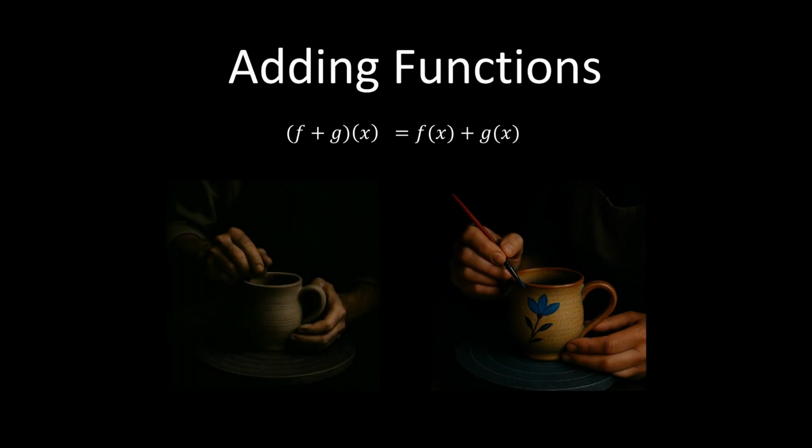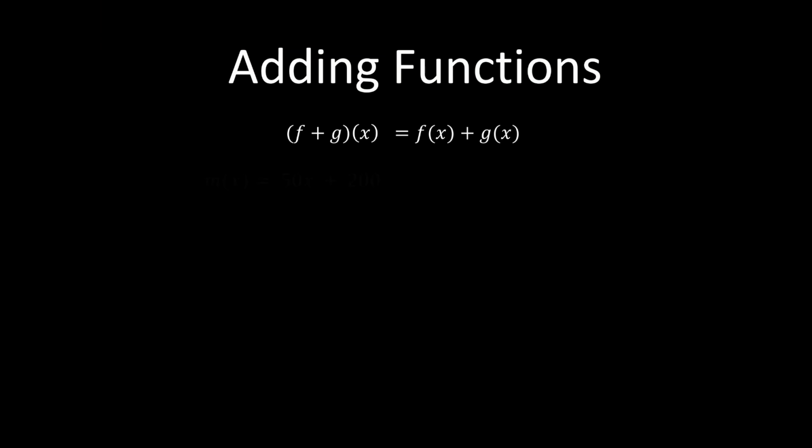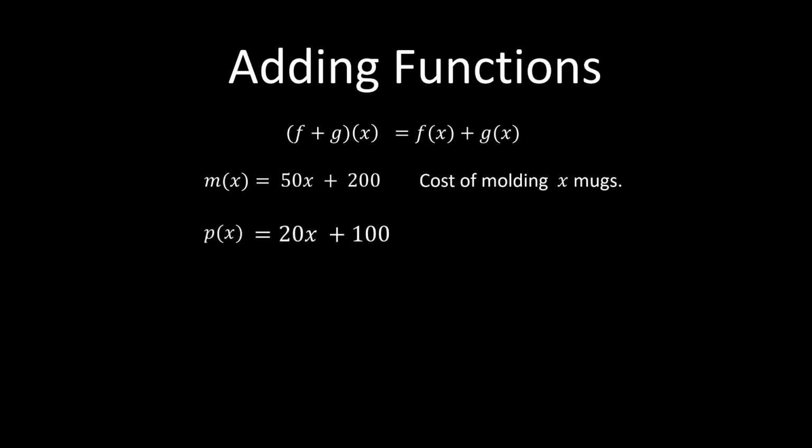The sum is given by the following equation. To apply this, consider two processes, molding and painting mugs. Suppose you are producing x number of mugs, and let the cost of molding be m of x and painting be p of x. Then the total cost for producing x mugs is m of x plus p of x. Then we proceed by computing the sum.